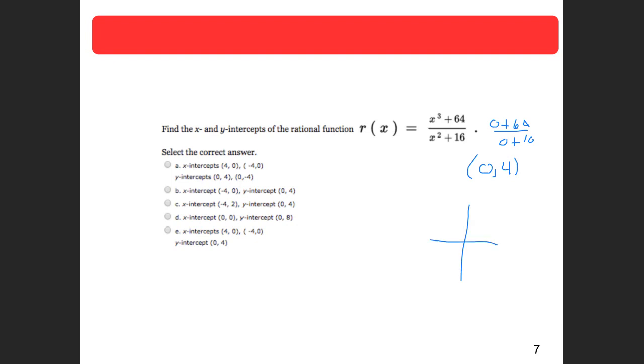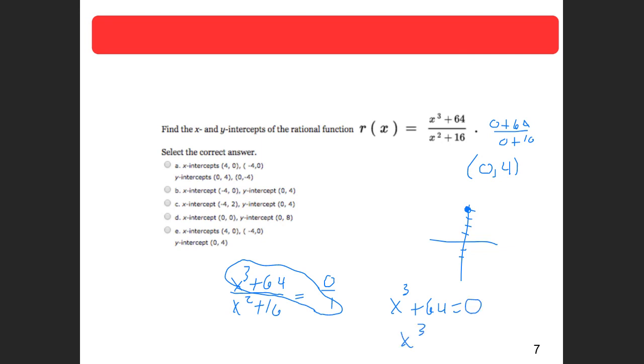So my y-intercept is 0, 4. Then the x-intercept is a little bit tougher to do. I always just do it by cross multiplying. So x squared plus 16 is equal to 0 over 1. If I cross multiply going this way, I end up with x to the third plus 64 is equal to 0 times x squared plus 16, which is just 0. I'm going to bring the 64 over here, so x to the third is equal to negative 64.